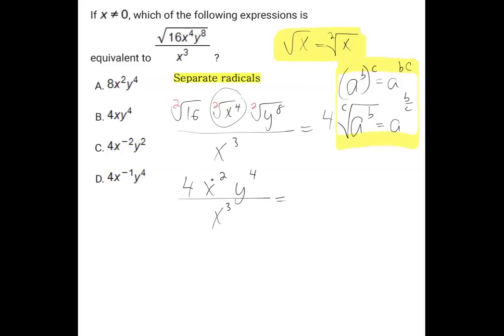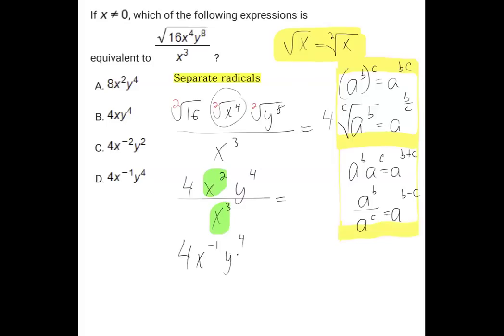And now we can review yet another radical rule, or a pair of radical rules. If you have a to the b times a to the c, that's a to the b plus c. But in the other arrangement like that, you'd have b minus c. So for us, we've got x to the 2 and x to the minus 3. 2 minus 3 is negative 1. So we've got 4 x to the minus 1, y to the 4th.